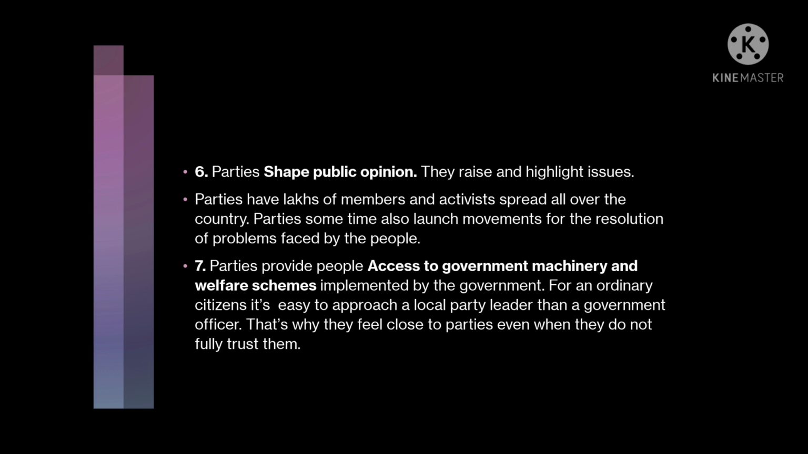So students, I am repeating all the functions of political parties. Seven functions of political parties. The first one is parties contest in elections. Second, parties put forward different policies and programs. Third, parties play a decisive role in making laws for a country. Fourth, parties form and run the governments. Fifth, those parties that lose in elections play the role of opposition. Sixth, parties shape public opinion. And the seventh, parties provide people access to government machinery and welfare schemes. So these are the seven functions of political parties.